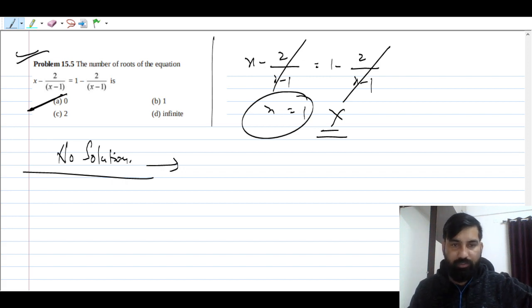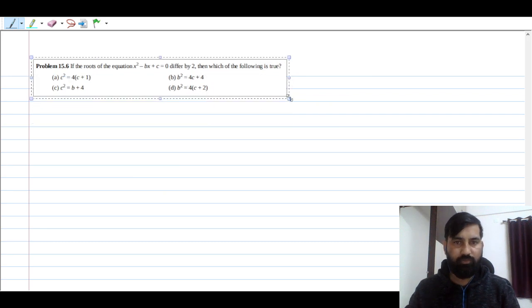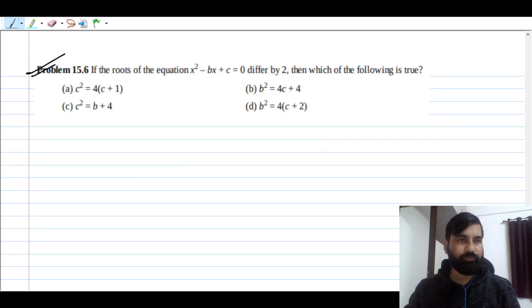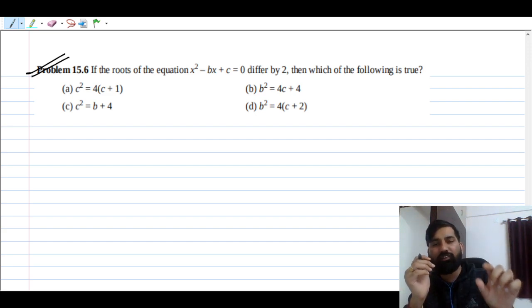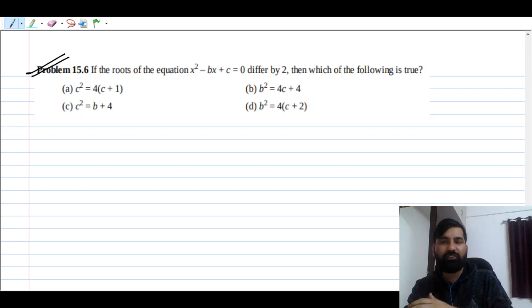Let's do one more question. This question: if the roots of the equation ax square minus bx plus c equal to 0 differ by 2, then which of the following is true? What they are saying is the roots differ by 2. So if one root is alpha, then the other root will be alpha plus 2, right? Now you have to solve this.